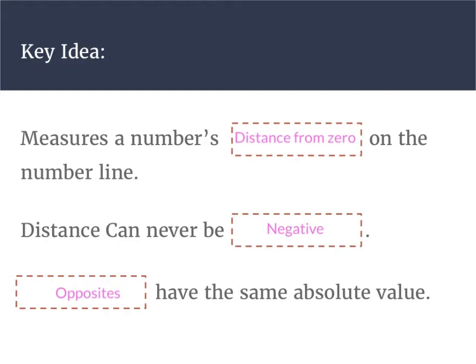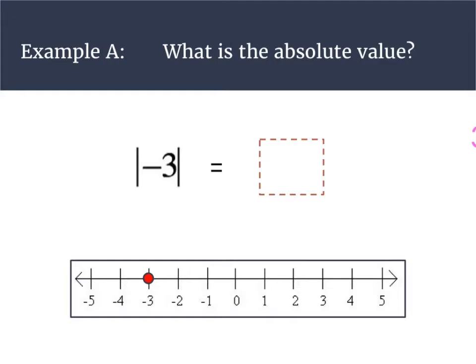Let's go ahead and look at example A. It says, what is the absolute value of negative 3? These little bars on the side of the negative 3 are our absolute value bars. When we see a number inside those bars, that means we're about to do some absolute value. It's asking us for the absolute value of negative 3, and we're going to be talking about distance.